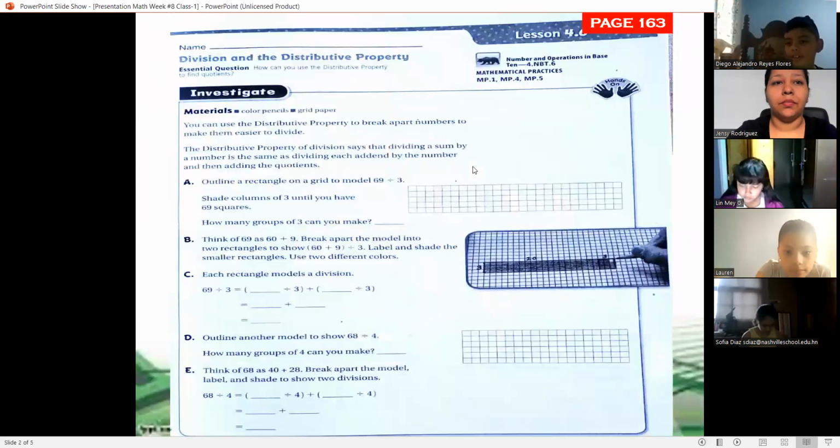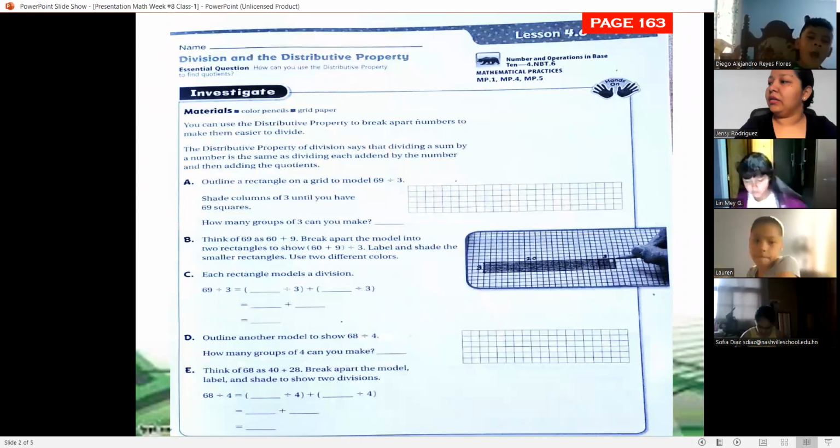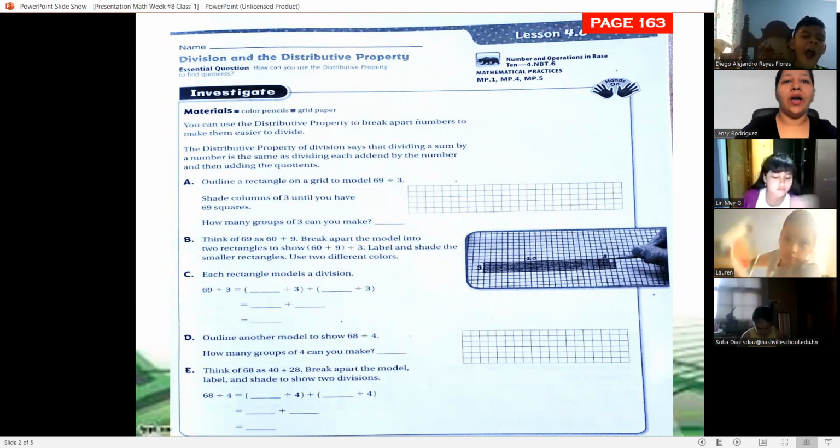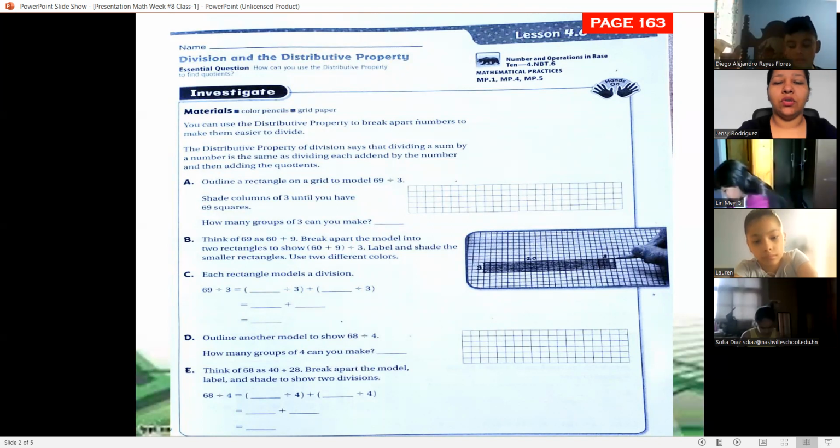Okay. Well, over there we had this division and the distributive property, okay? So they're asking us how we can use the distributive property to find quotients. Well, we're going to find out how to do this. If you can have your color pencils with you, that would be awesome, because we are going to try to identify and look for this distributive property, okay?